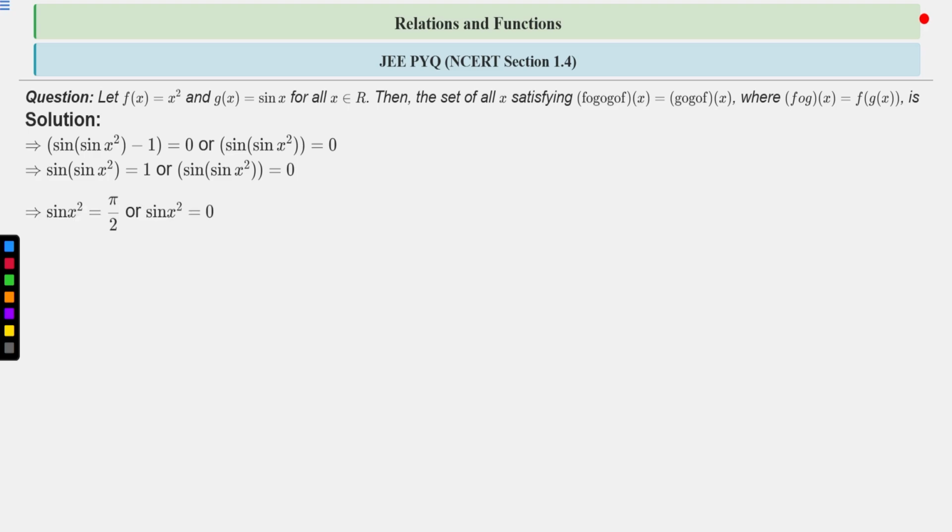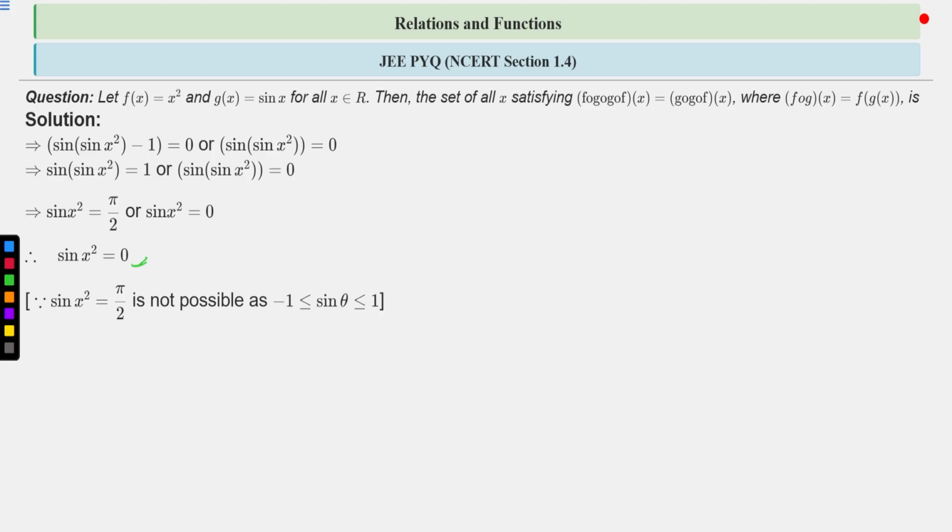So we can say that either sine of x square should be equal to pi by 2 or sine of x square should be equal to 0. One of the two should be correct, or both of them. So for this case, sine of x square is equal to 0, right? We can say that because sine of x square equal to pi by 2 is not possible.